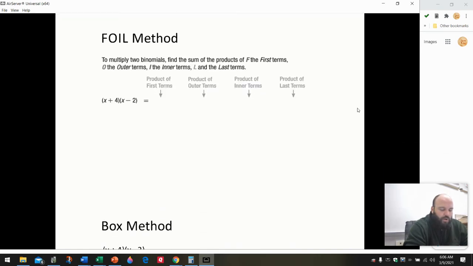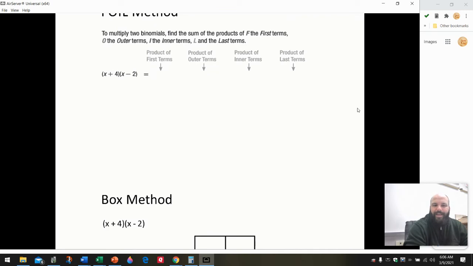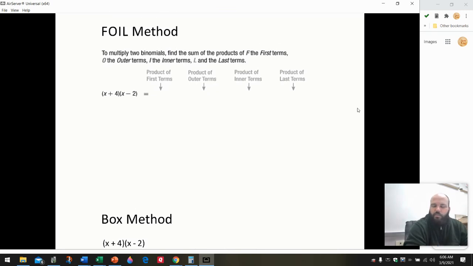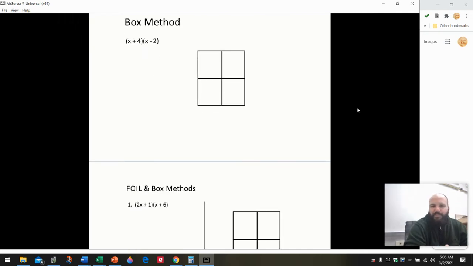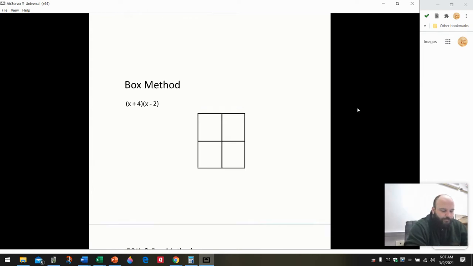So I'm going to show you two different ways to do this. Either way is fine by me as far as how you solve this. I will say that the vertical method or the FOIL method is mostly used in upper level math classes over the box method, but they do both work and they're fine to use.